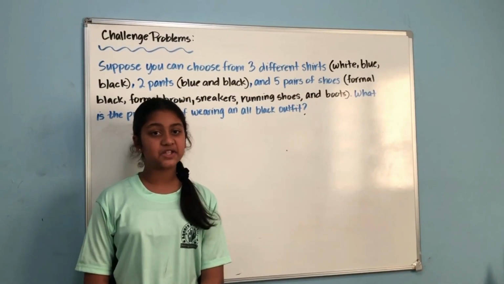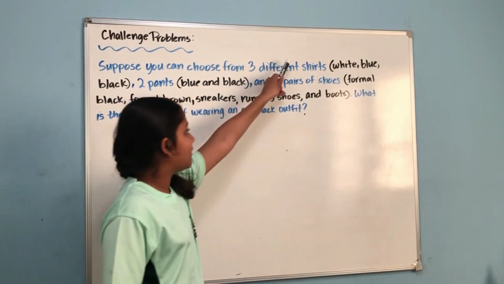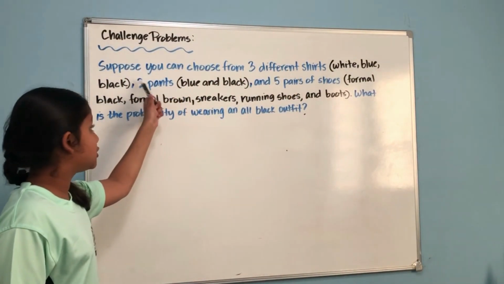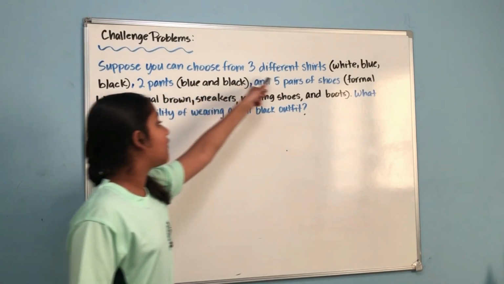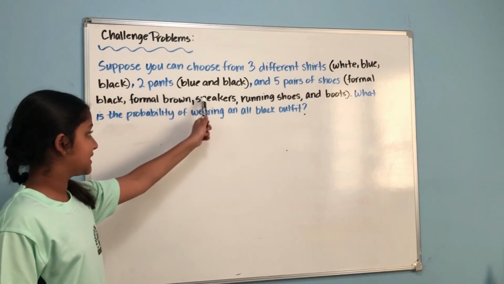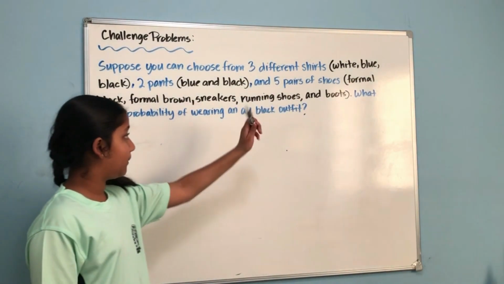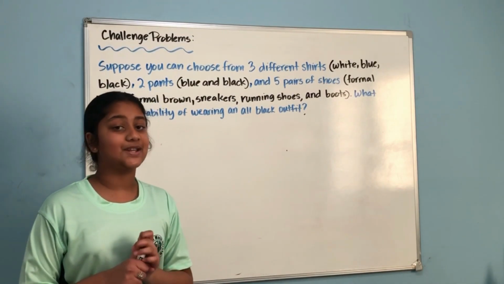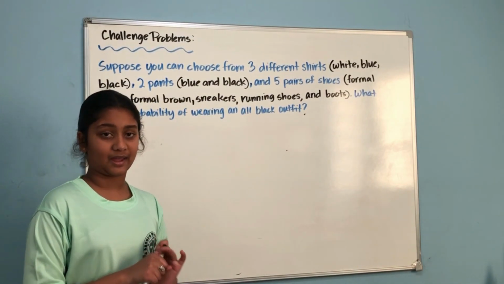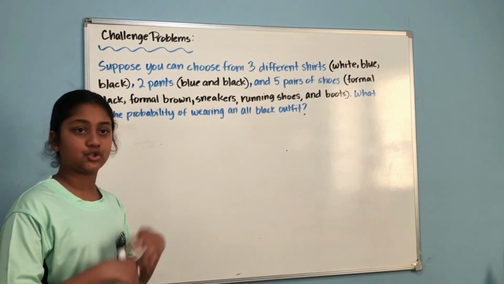Now let's look at some challenge problems in probability. Suppose you can choose from 3 different shirts, white, blue, and black, 2 pants, blue and black, and 5 pairs of shoes, formal black, formal brown, sneakers, running shoes, and boots. What is the probability of wearing an all black outfit? Now we need to find out the probability of getting black in each outfit or in each section.